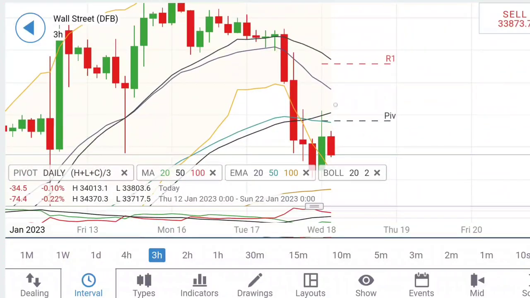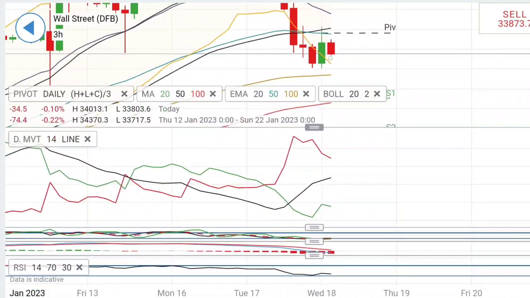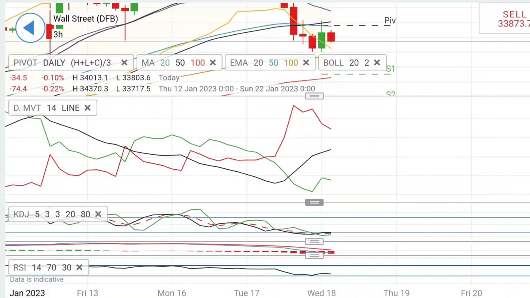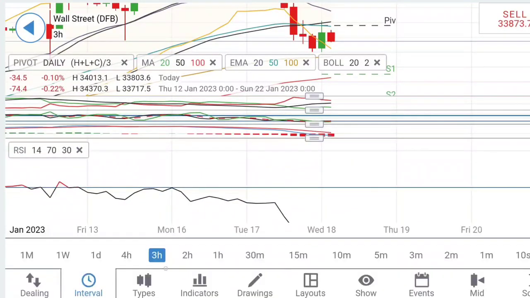On the 3-hour chart, see, first thing is flat bottom there. It is trying to retrace a bit. Possible reversal can be expected, and only if it trades above 34,000 levels, you can expect that it is trying to retrace till towards 34,200. Directional movement bearish. Stochastic oversold. MACD divergent and bearish. RSI at bottom.